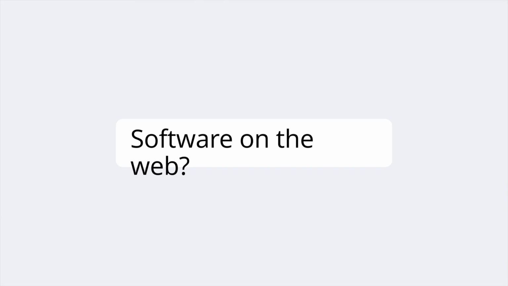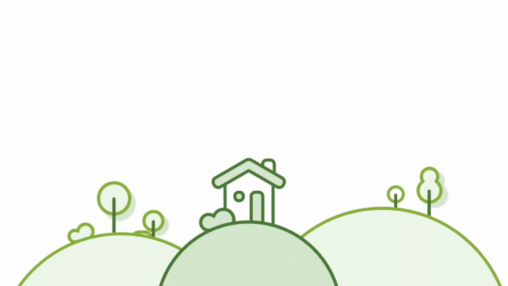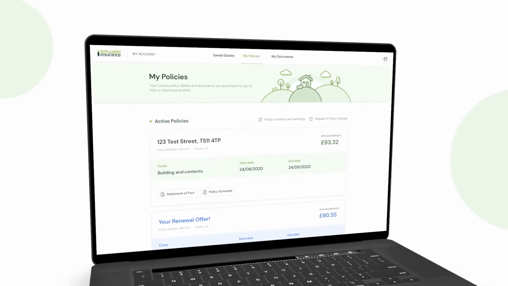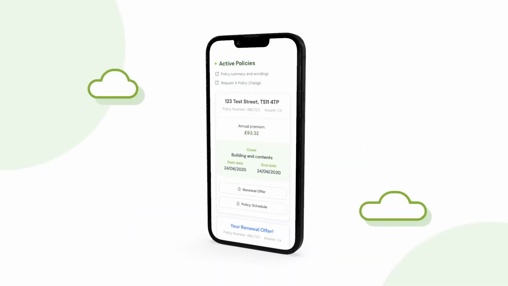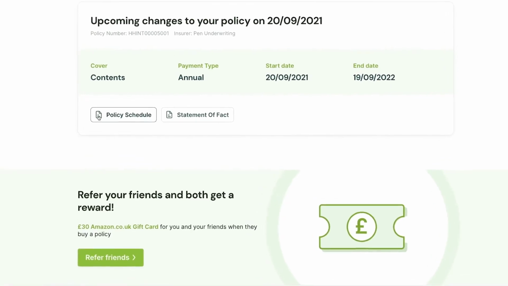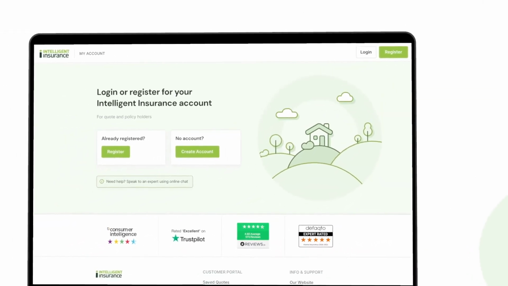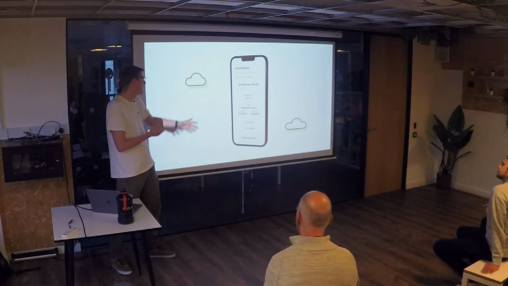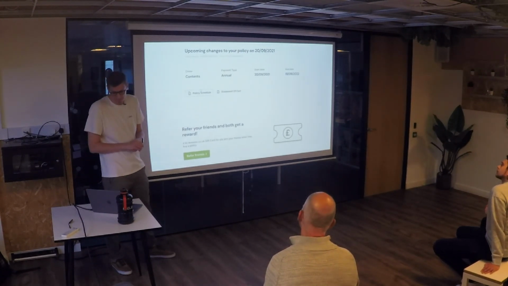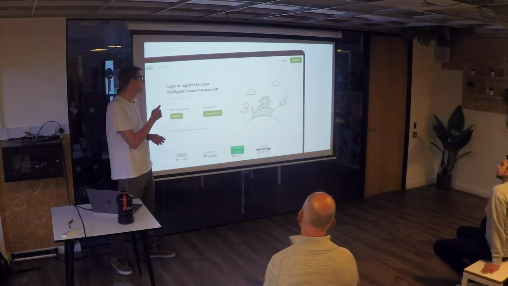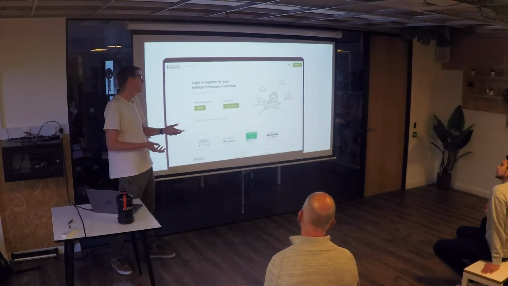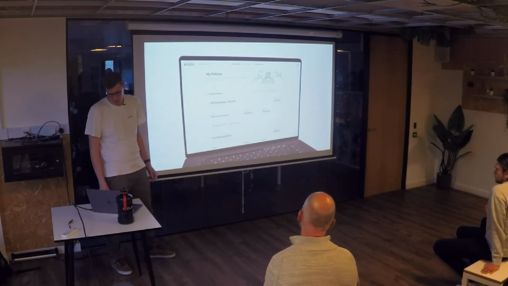The other aspect is this idea of software on the web. An example is a customer portal. It's still under a login. You're doing very business-centered processes around managing policies and payments and all this sort of stuff. But this is available to their customers. So it's still anyone out there using any kind of device.